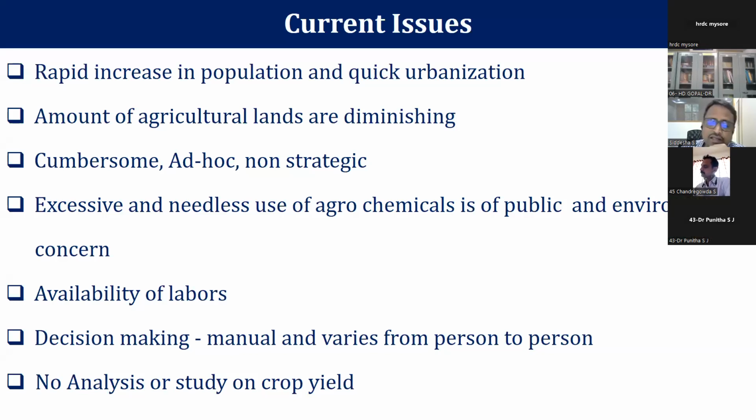Another thing is that there is no analysis or study on crop yield. Most of the time we can see, even in newspapers, that due to one factor or another, this year the yield is very minimal. We expected this much yield per acre, but we are not able to get that much, and actually the analysis is not happening. Only the technical people or the agriculture department may do certain analysis, but at the farmer level, analysis is not happening.